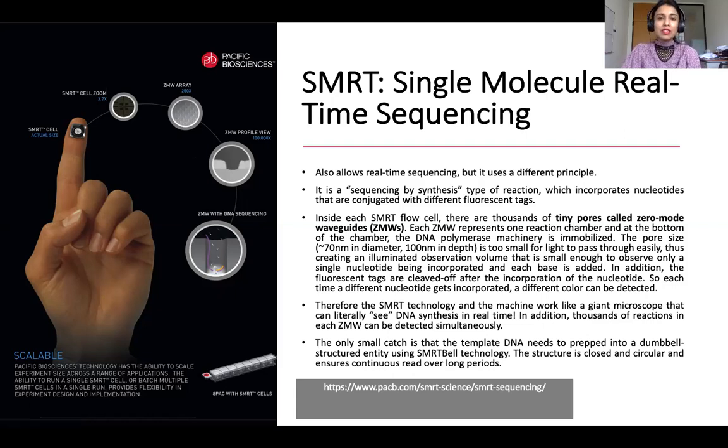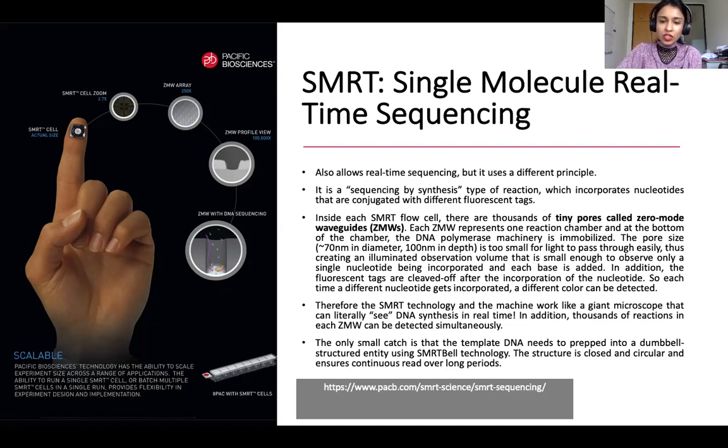So it actually represents one reaction chamber, and at the bottom of the chamber we have a DNA polymerase, which helps with the polymerization as the nucleotide passes through, as your single-stranded DNA fragment passes through. So the pore size, again, is also very tiny. It's about 70 nanometers in diameter and 100 nanometers in depth. So it is too small for light to pass through easily. So it actually creates an illuminated observation volume that is small enough to observe only a single nucleotide being incorporated, right?